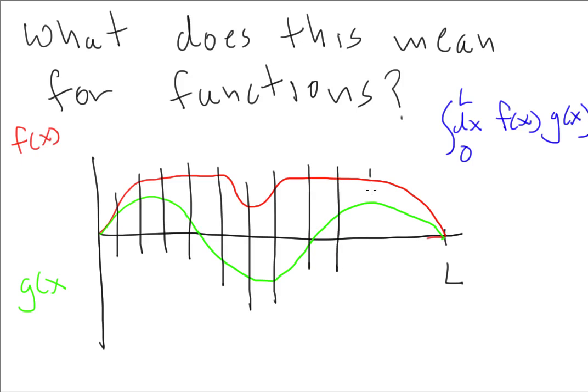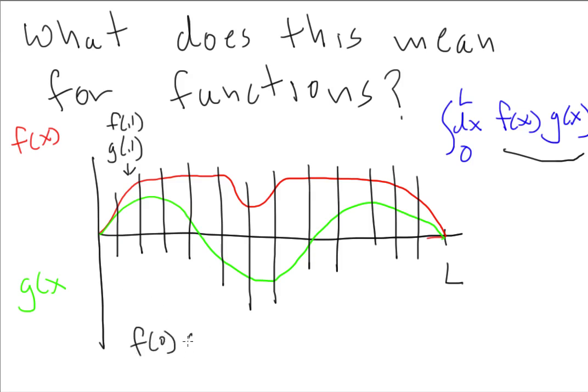So at each point here, we'll say maybe this is f of 0.1. We have g of 0.1 in this little area here. So what we do in our sum is we have f of x times g of x at each of these intervals, and then the integral means we actually add them up. So we're taking the product of things, like f of 0, g of 0, plus f of 0.1 times g of 0.1.